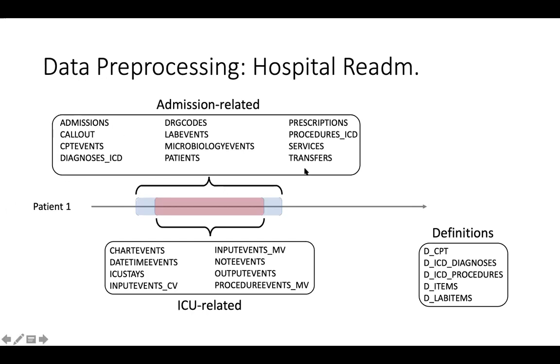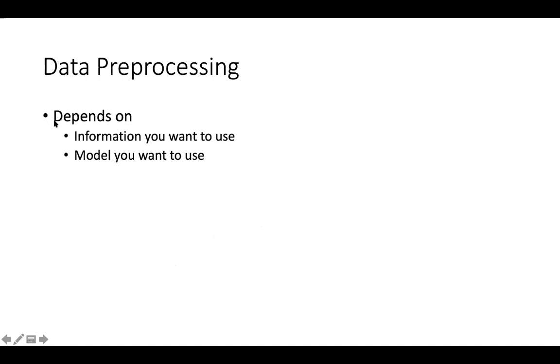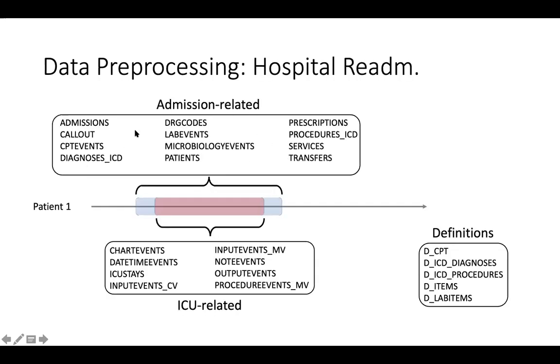Please keep in mind that you have to use all of them in order to build a complete predictive model for hospital readmission. But first of all, you need to understand: if you want to build a predictive model, you need to first decide which information you want to use and which model you want to use. Among all these tables, some are optional and some are mandatory. For example, you must go through the patients and admissions tables in order to construct this blue and red line, this strip.